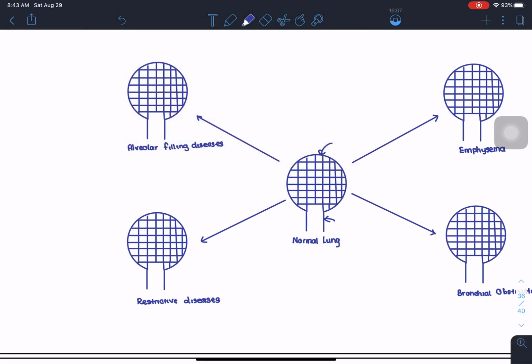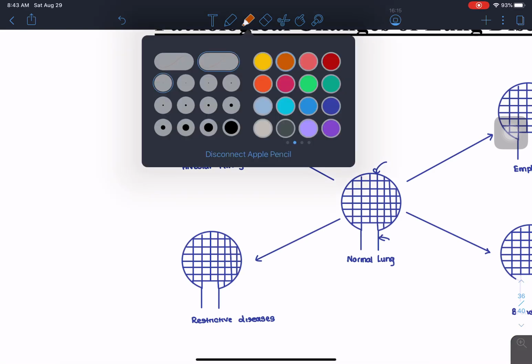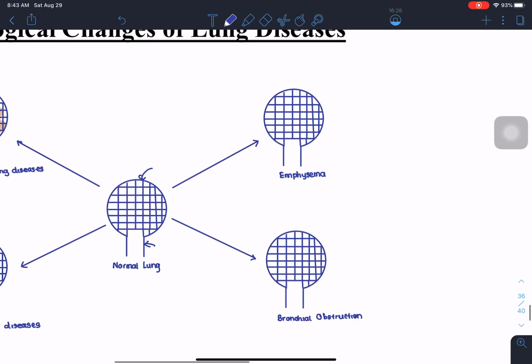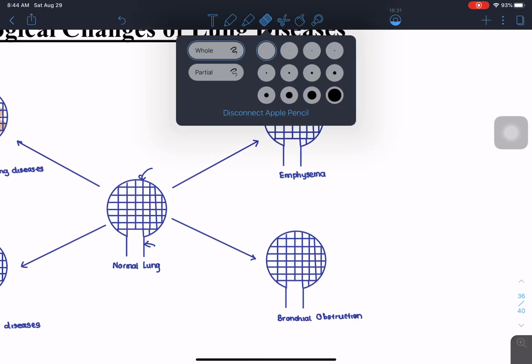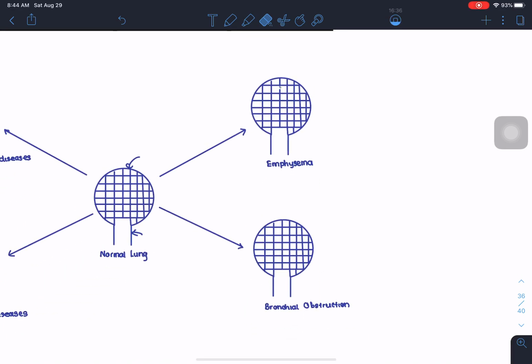Now this is what happens in pneumonia. Diseases like pneumonia. So what happens is the alveoli get filled up, get consolidated by fluid. The lung has become consolidated by fluids. And the next type is emphysema, in which you get destruction of the walls of the alveoli.